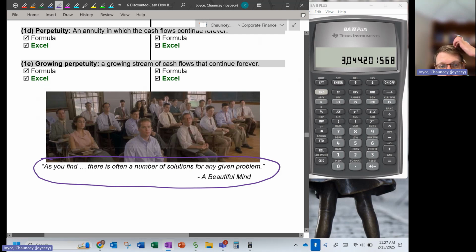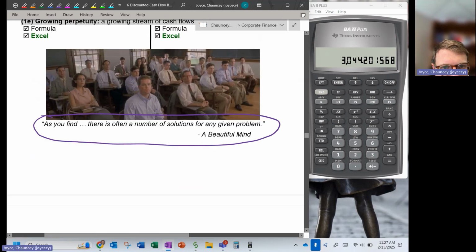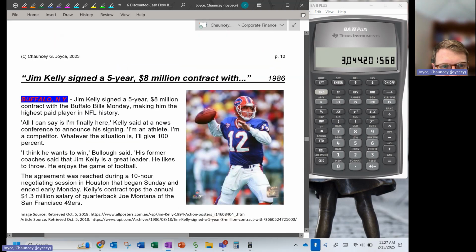And this is one of my favorite quotes from one of my favorite movies. As you will find, there's a number of solutions for any given problem. So if you can solve it one way, try to think through some other ways.